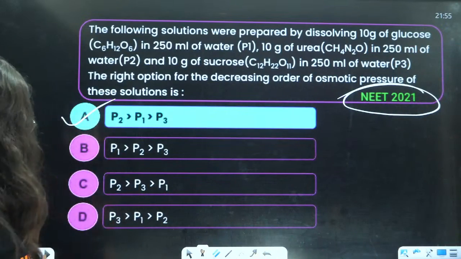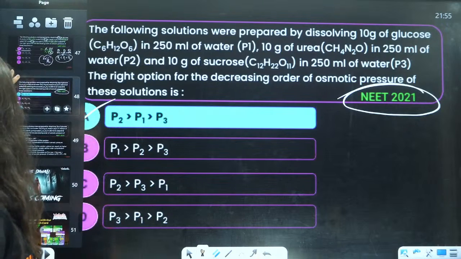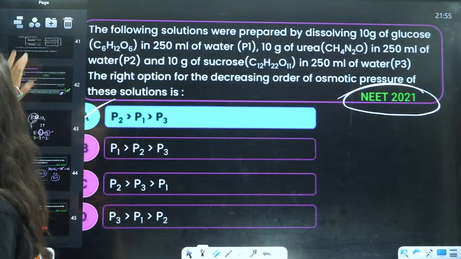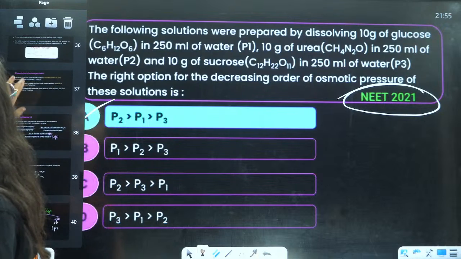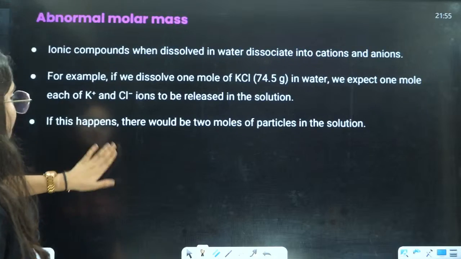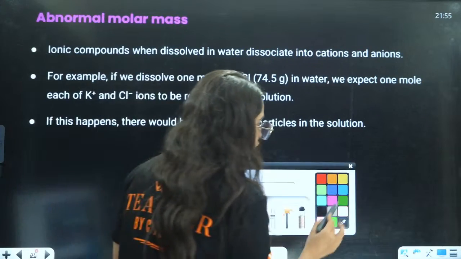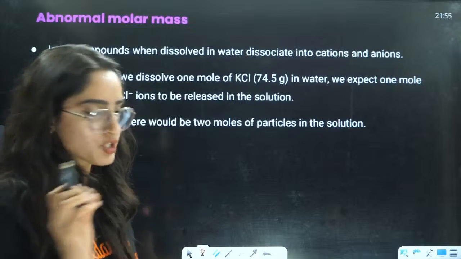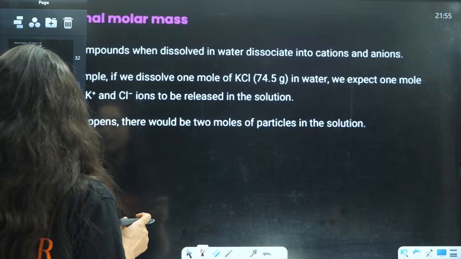Yes, everyone? Now, before going, I told you that we will see the abnormal mass in the end. See one thing, now you know the concept of dissociation and association. I'll just ask you one thing here.